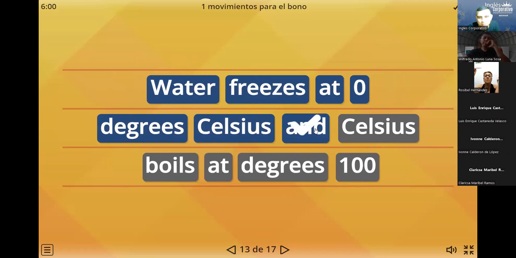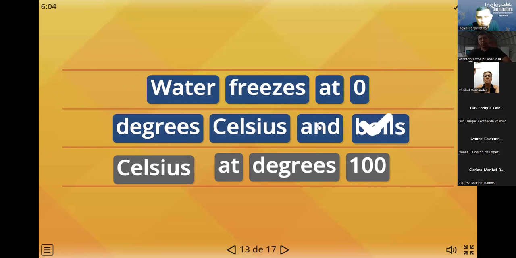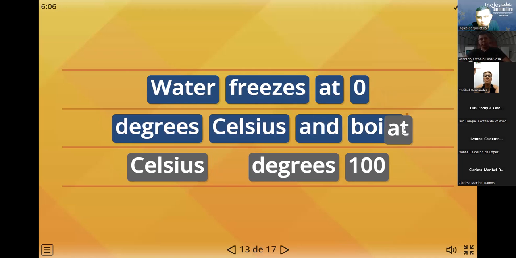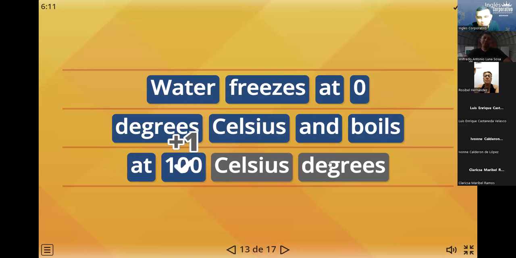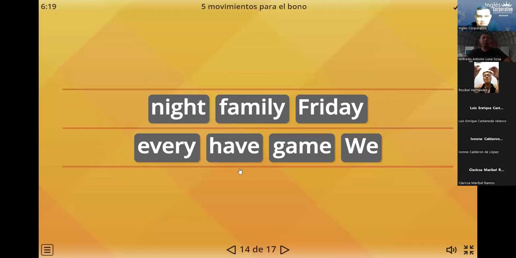Water freezes at 0 degrees Celsius and boils at 100 degrees Celsius. Okay, water freezes at 0 degrees Celsius and boils at 100 degrees Celsius. Next. Friday.